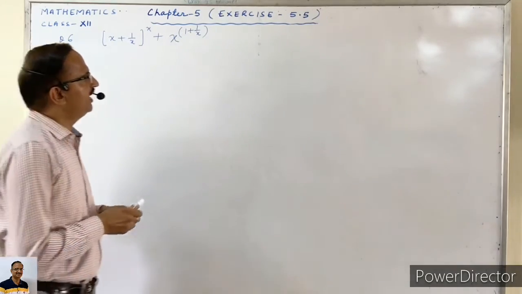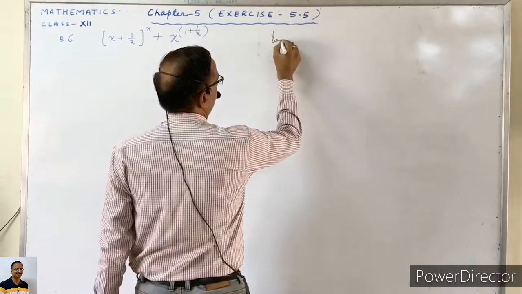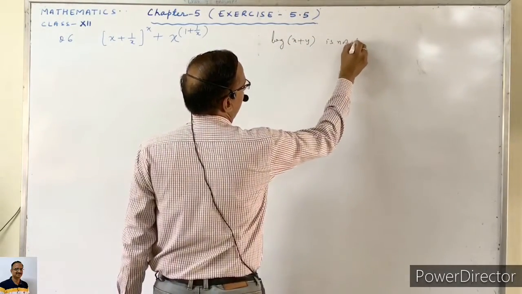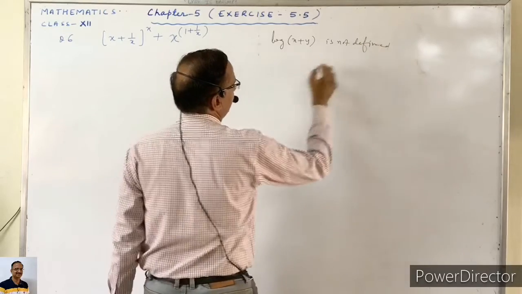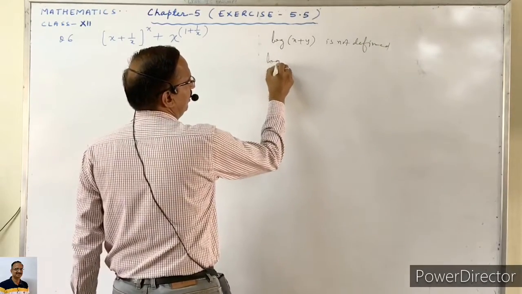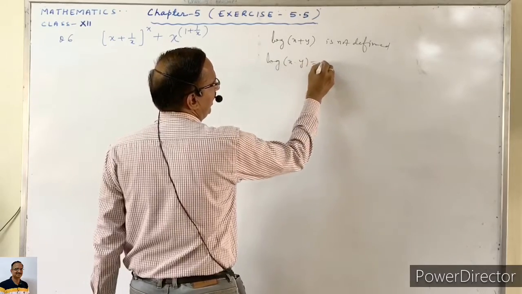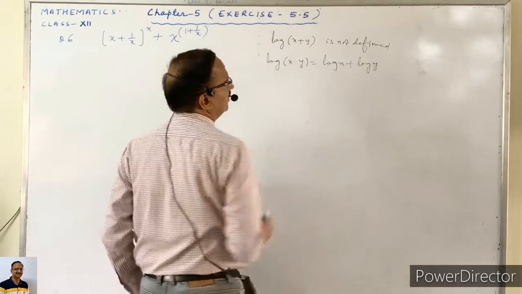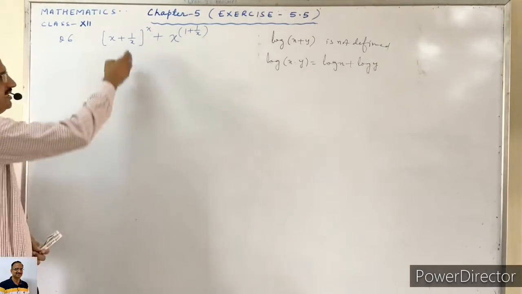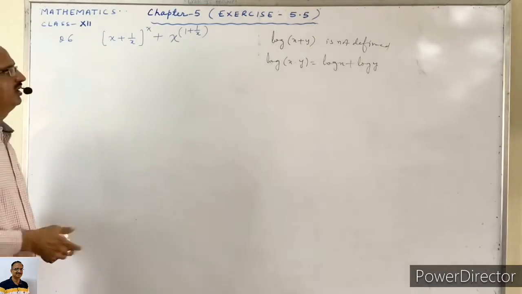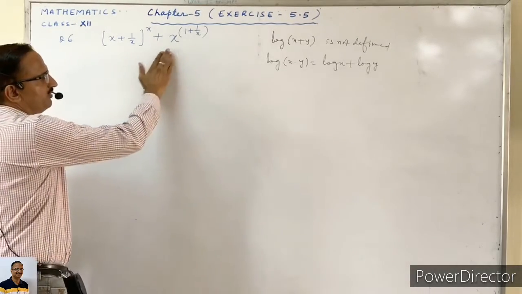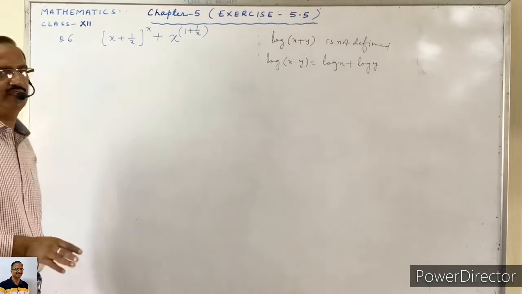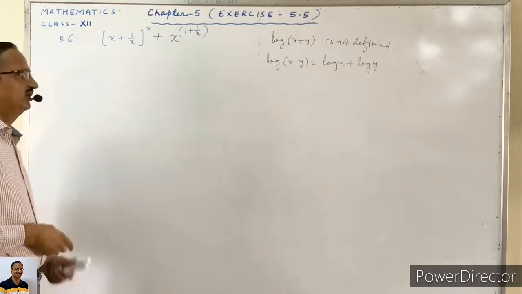But as we know, in logarithm, log(x + y) is not defined. But we can write log(x·y) as log x + log y. So if the condition is like this, what should we do? We will assume these two functions as u and v and find the derivative of these two functions separately. How? Now look.